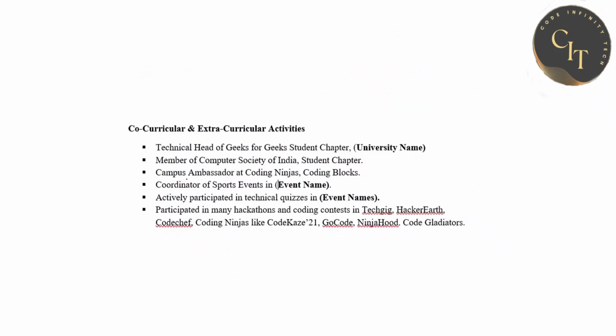Coming to the next part of my resume, it's about co-curricular and extracurricular activities, meaning the activities you have participated in at your university. You can mention all those activities in this section. Here I mentioned a few: I am the technical head of the GeeksforGeeks student chapter of our college, so you can mention your university name there, and in place of the event name mention your event name. I am also the campus ambassador from Coding Ninjas and Coding Blocks at our college. You can mention all those things if you have any.